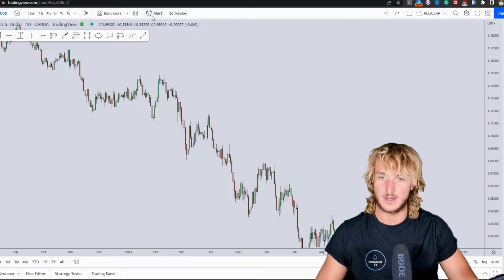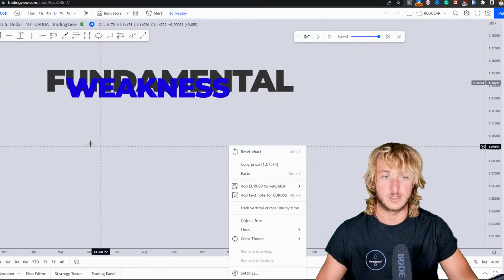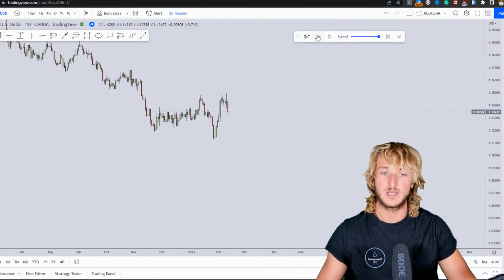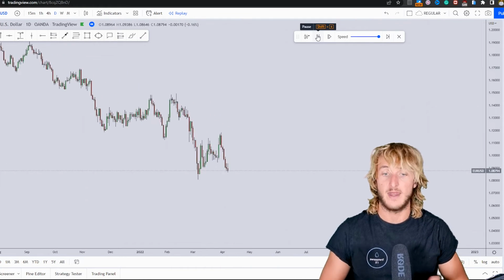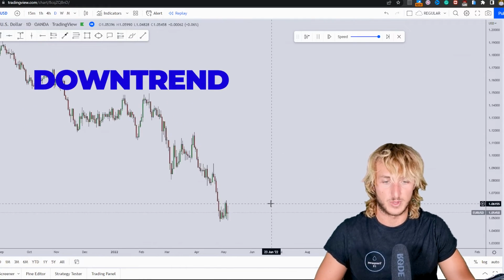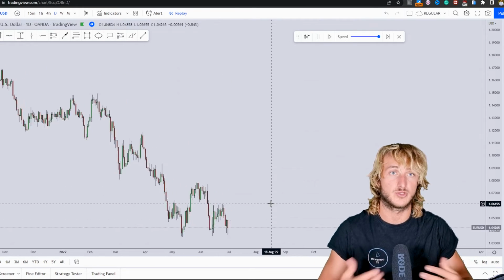Then what you would expect at this point in general is fundamental weakness on the Euro USD. So what you would expect at that point is a downtrend. And in fact, that is exactly what the market started to play out. So how could you factor that into a trading plan and trading strategy?